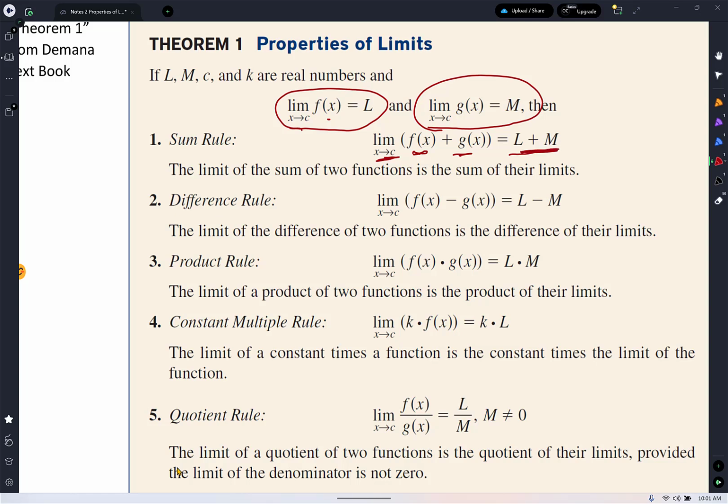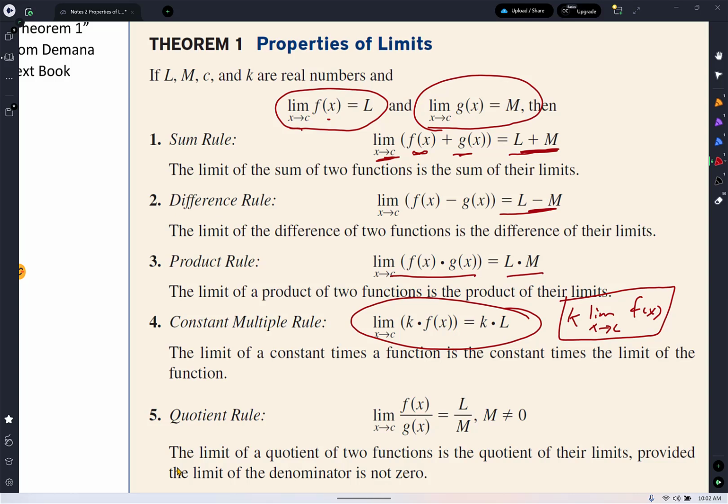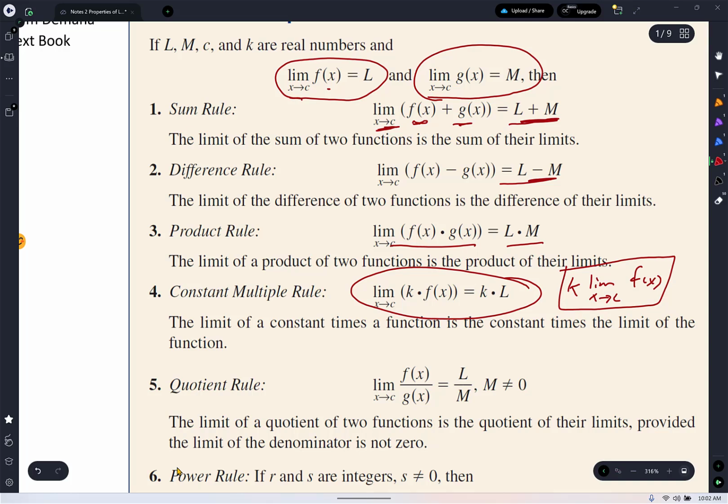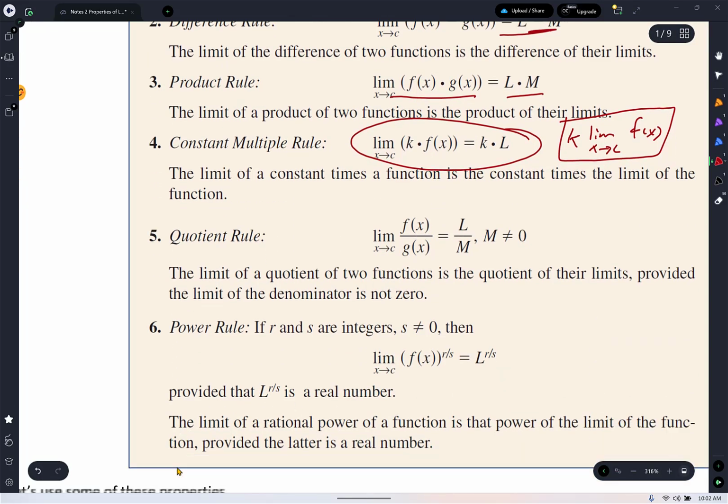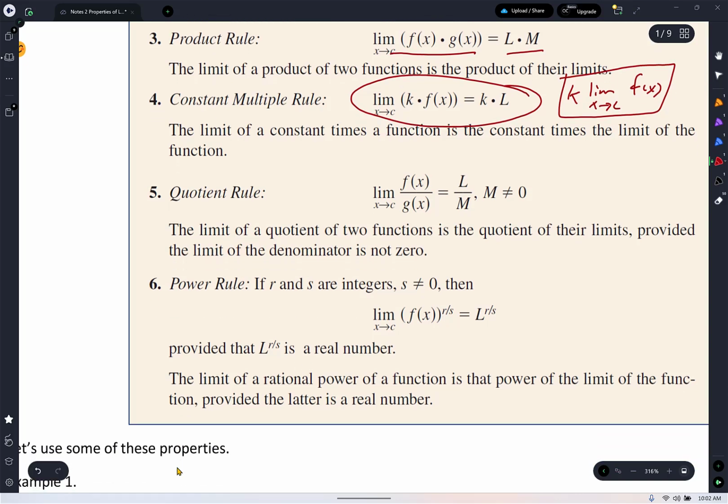That's not a hard property to know. Plus, minus is still the same thing. Product, same thing. Sometimes I like to rewrite this one. See how that says k times L? So if you have k times f of x, you can rewrite this as k times the limit as x approaches C of f of x. Sometimes I take advantage of that property. And there it is, and the quotient rule, as long as M is not 0. See, they're pretty basic. And then the power rule. Don't worry, we're going to talk about all these rules.